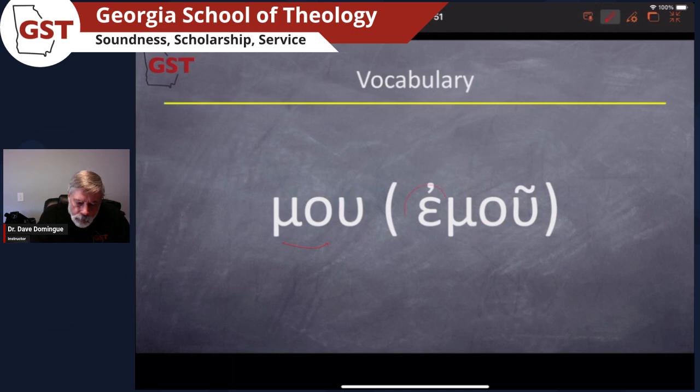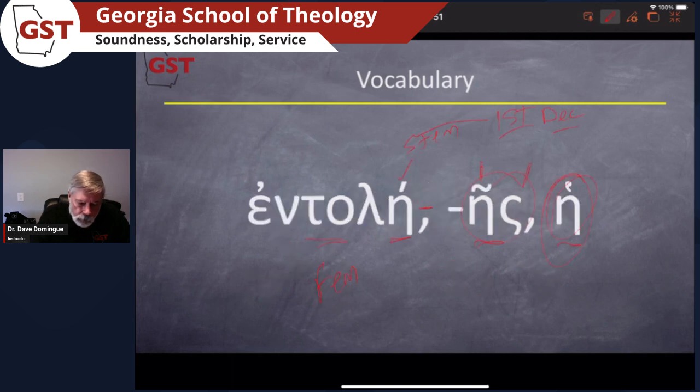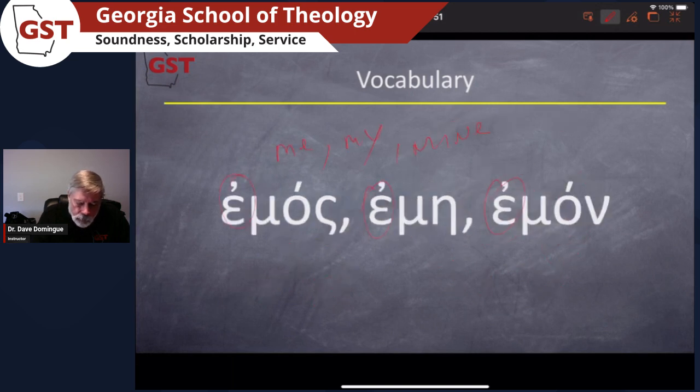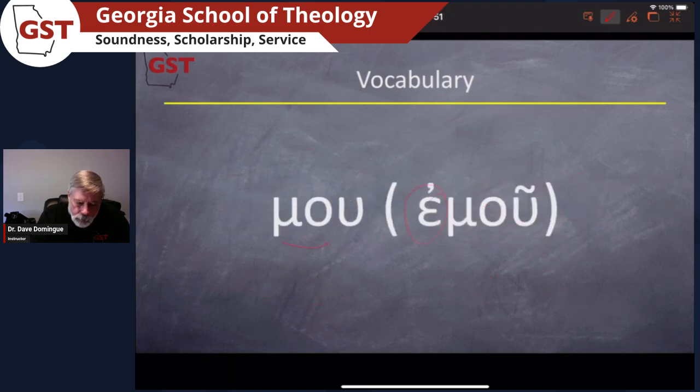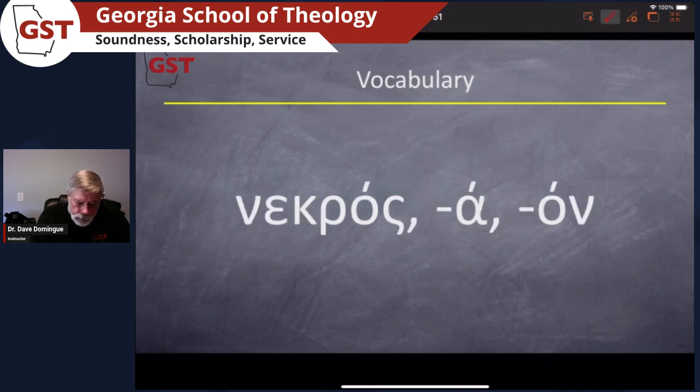Mou, meaning my, or emou, which we saw earlier. Well, that would be the genitive form, sorry. Emou, the emphatic form of that. So my, this is the genitive singular of ego, I am. And then nekra, which we're going to get into in chapter 11. So nekros, masculine singular. There's our feminine singular, there's our neuter singular. It's an adjective meaning dead, or dead bodies, or the dead ones, right? If it functions substantively, it might be the dead ones, the dead bodies.